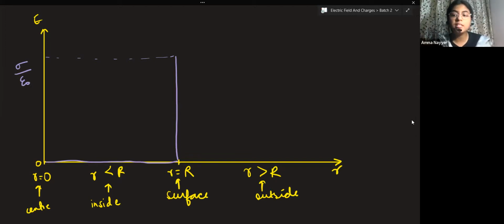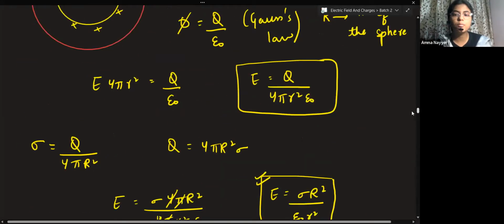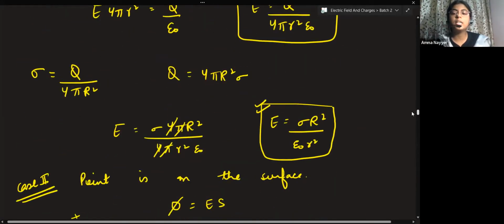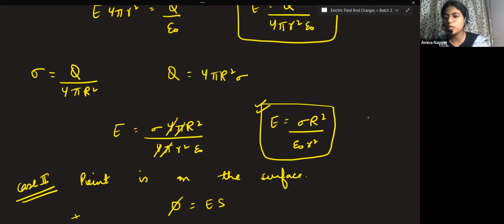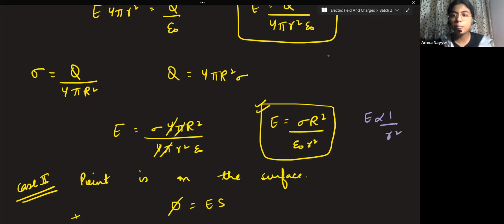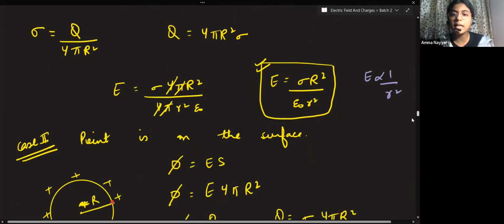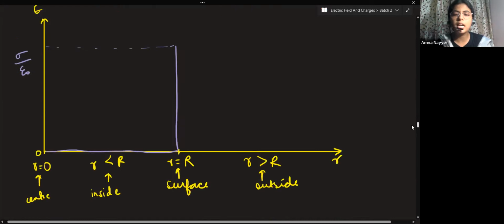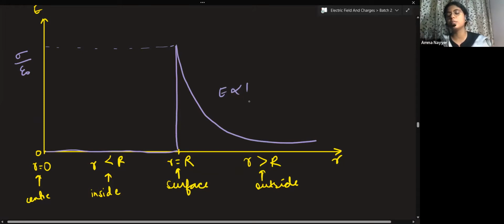Now the very first case which we did, case 1, this was E is equal to sigma capital R square by epsilon naught small r square. So E is inversely proportional to R square. This is the point when your point is lying outside. So this shows that point is lying outside, where E is inversely proportional to R square. So you can remember with the help of the graph as well.